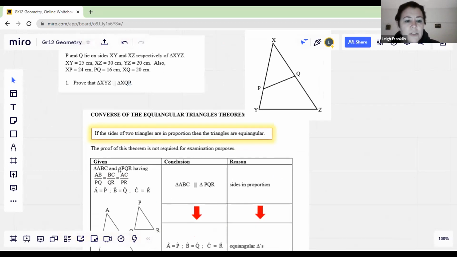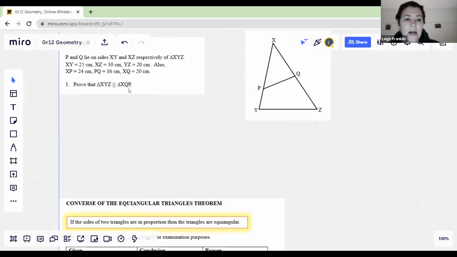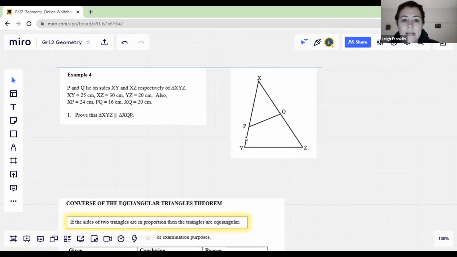A lot of people really struggle with it, and it's really not that hard. Do you remember in our lesson the last time, we said that there were two ways to prove similarity. Either we prove angle, angle, angle, which is what we've been doing up till now, or we can prove that the corresponding sides are in the same proportion.